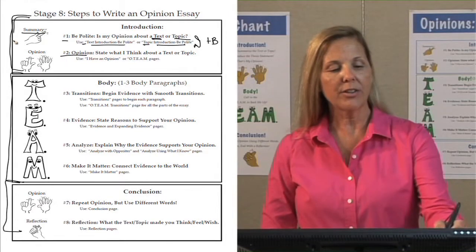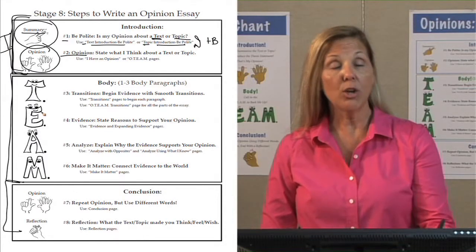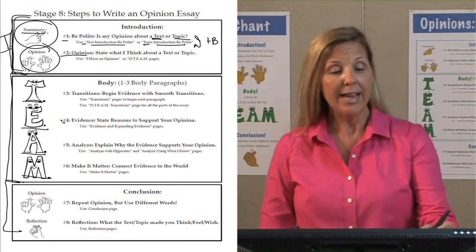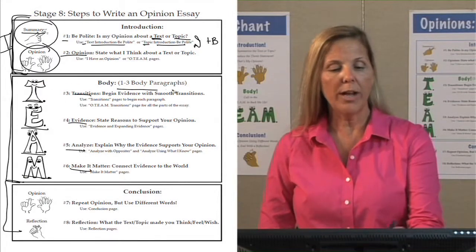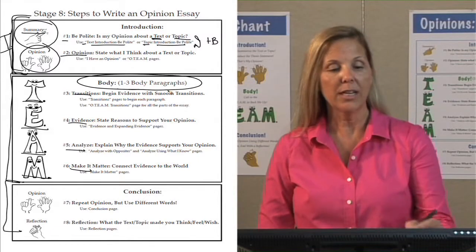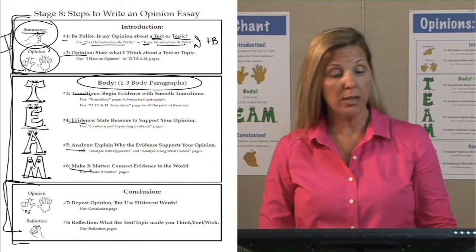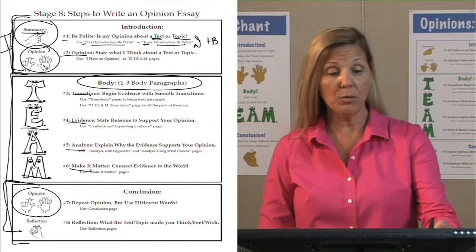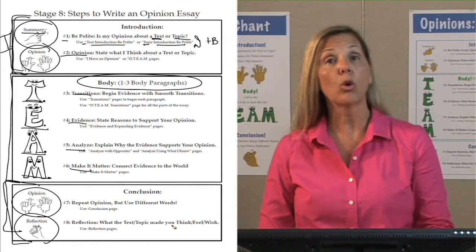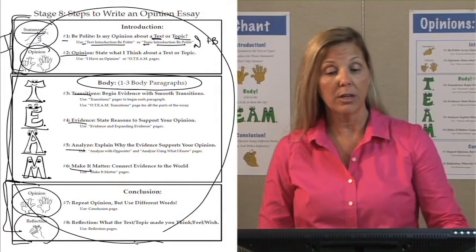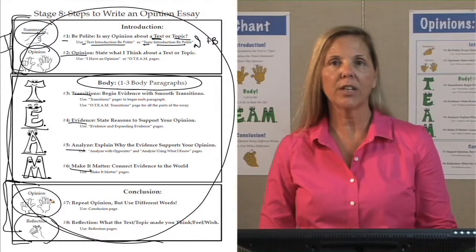Once we have our introduction, where we have our summary and our opinion, then we go to the body. Notice we have the team here, and we have the team listed out with all the parts, and you could have 1 to 3 body paragraphs of teams that support that opinion. And finally, we have our conclusion, where we'll repeat the opinion using different words, and a reflection. What the text or topic made you think, feel, or wish, and that means the entire text or topic. So we have all the elements and the steps here that we'll follow to fill out our organizer.